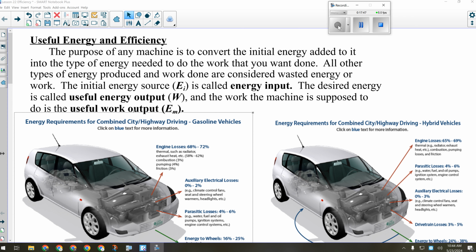That's all we're going to be doing with efficiency. We're going to have an energy input. That's how much energy gets put in. We're going to have a useful work output. That's how much work actually got done. Divide the top number by the bottom number. You've got your percentage. Top number is always going to be bigger or smaller? Smaller, has to be.